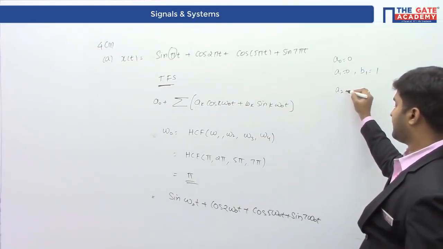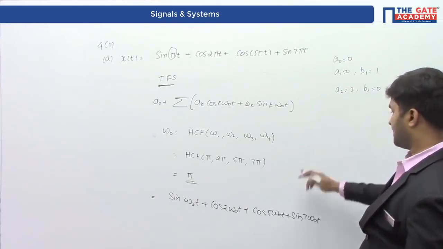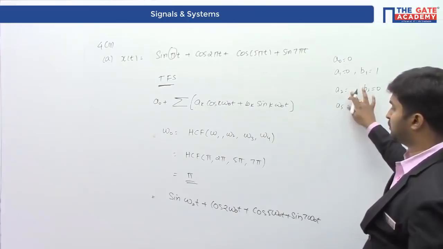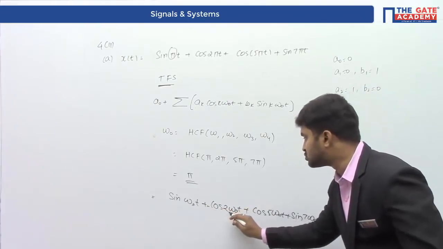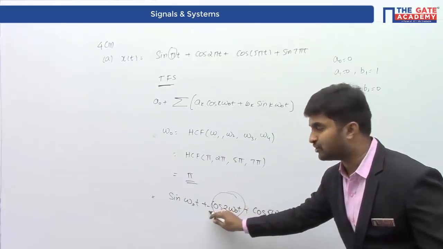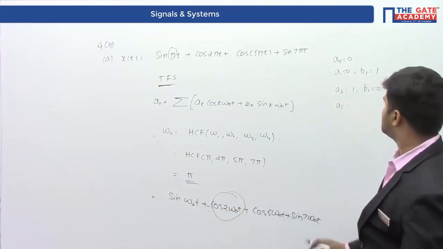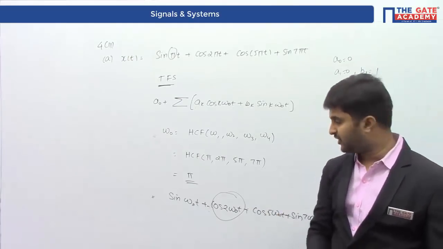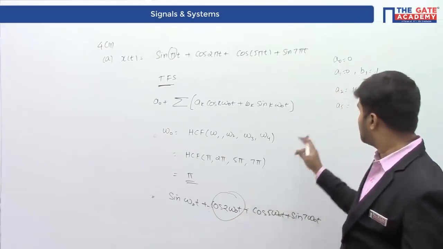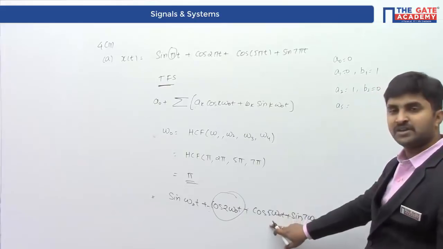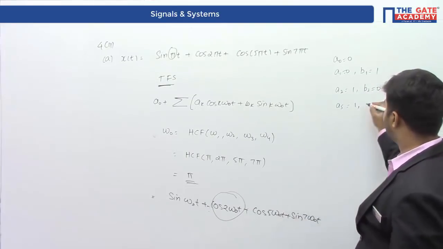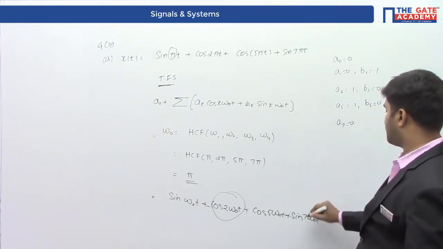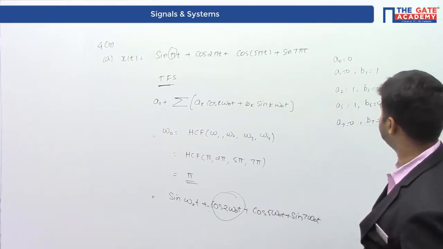And then we have the second harmonic. The coefficient of the cos 2 omega naught t term will be a2. So the value of a2 is equal to 1 and the value of b2 is equal to 0, because there is no sin 2 omega naught t term. And then we have a5, the value of a5 is equal to 1 and b5 is equal to 0. We have a7 equal to 0 but b7 equal to 1.